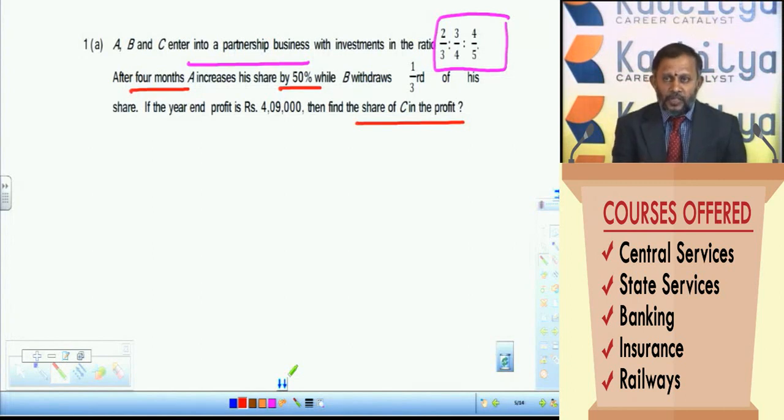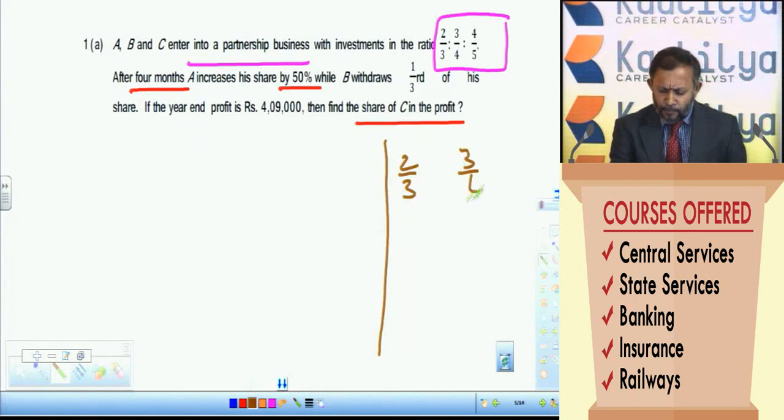Suppose in this example, the investments of A, B, C are in the ratio 2/3, 3/4 and 4/5. Suppose the total investment is x. We can say that 2x/3 is the share of A, 3x/4 is the share of B, and 4x/5 is the share of C. So these are the investments of A, B, C. But these investments are constant for the first 4 months.